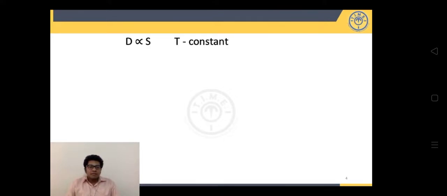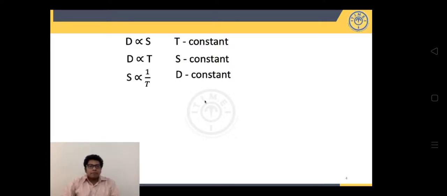Okay, now, so summarizing this, distance is directly proportional to speed at a constant time. Next, distance is directly proportional to time at a constant speed. Then we have speed inversely proportional to time at a constant distance. Therefore, the formula is distance equals speed into time.